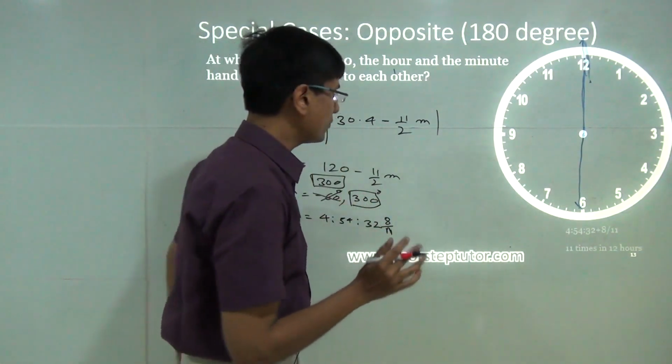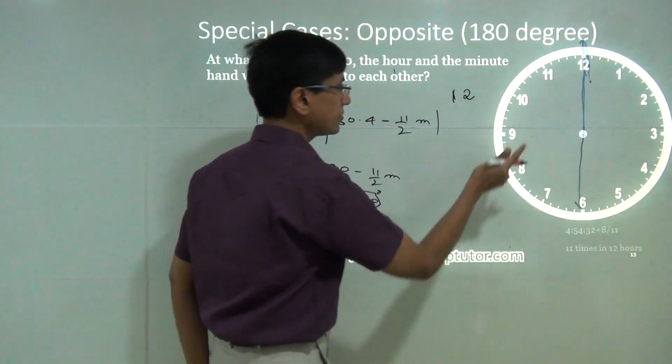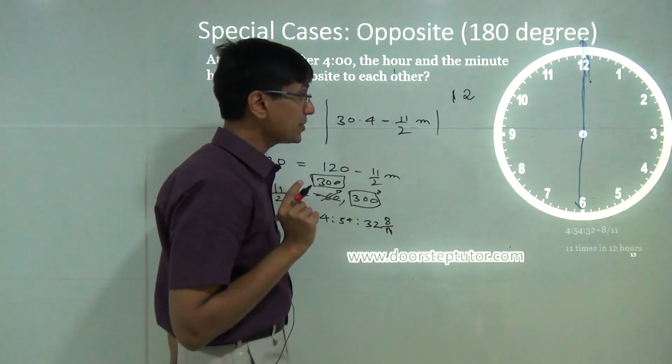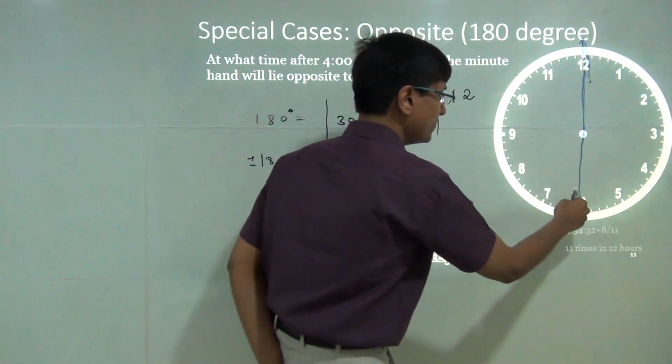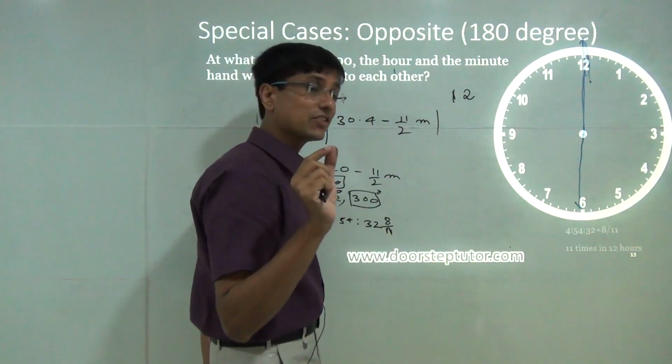So, again there should be 12 values for 12 different hours when the hands of the clock are opposite to each other. But there is a catch. The catch is the time, right? The times 5:60 and 6 o'clock, right?